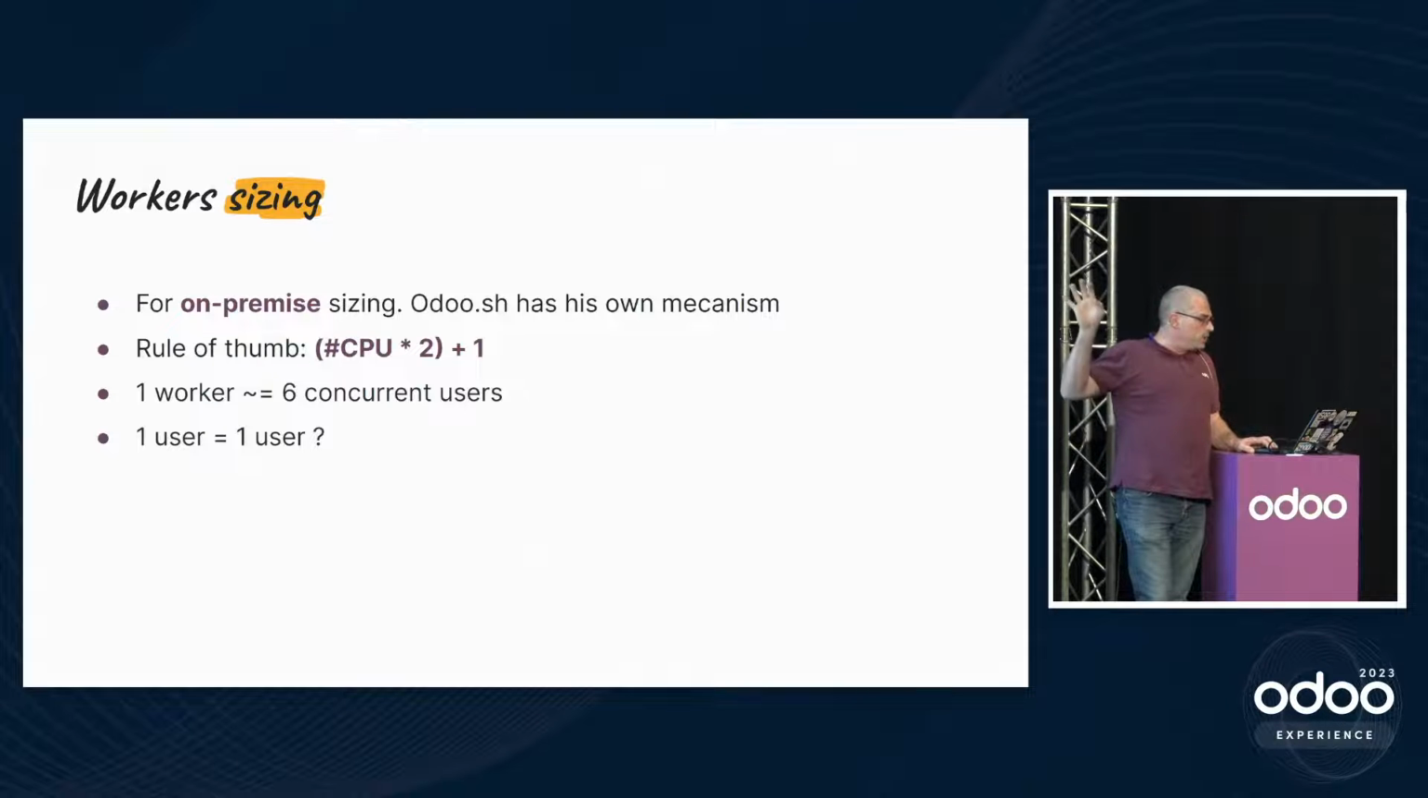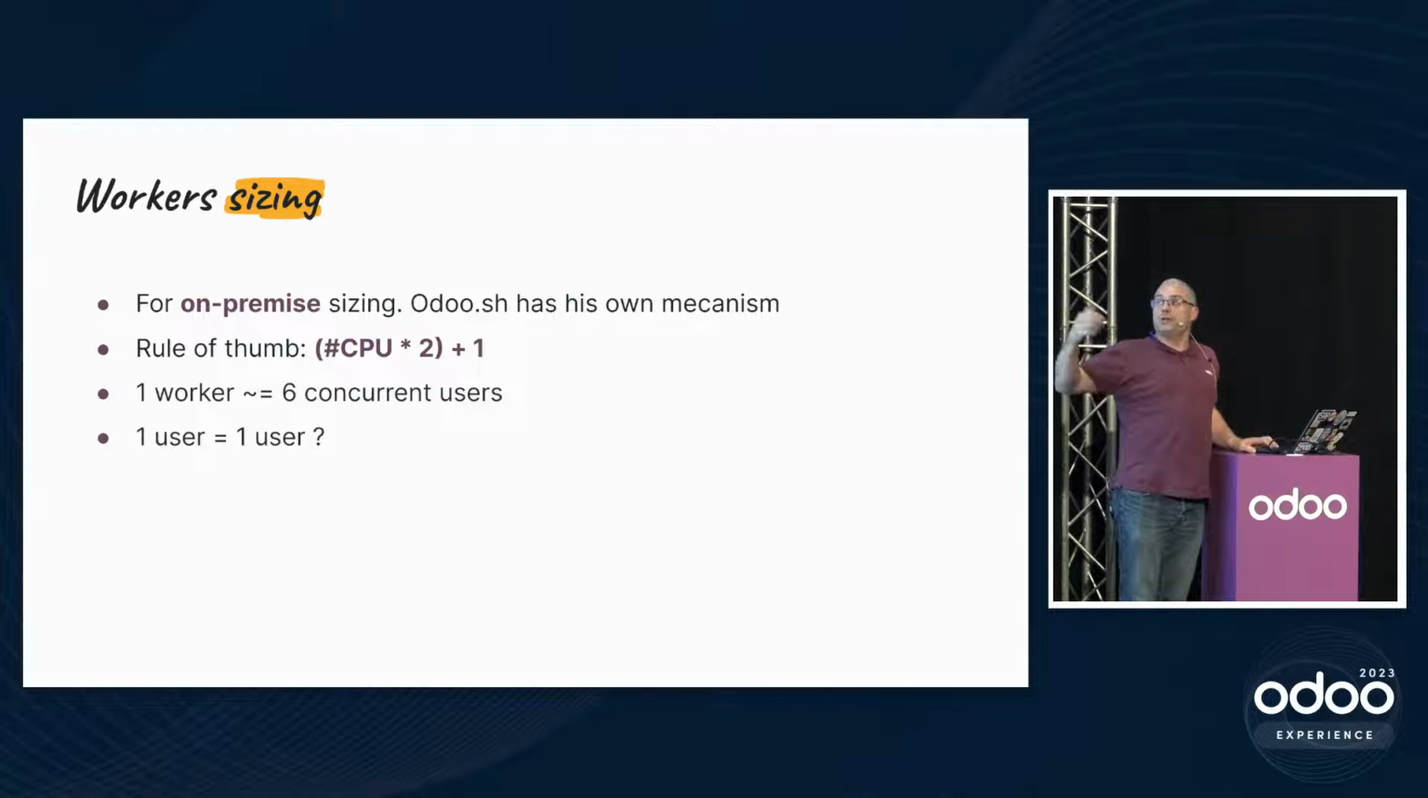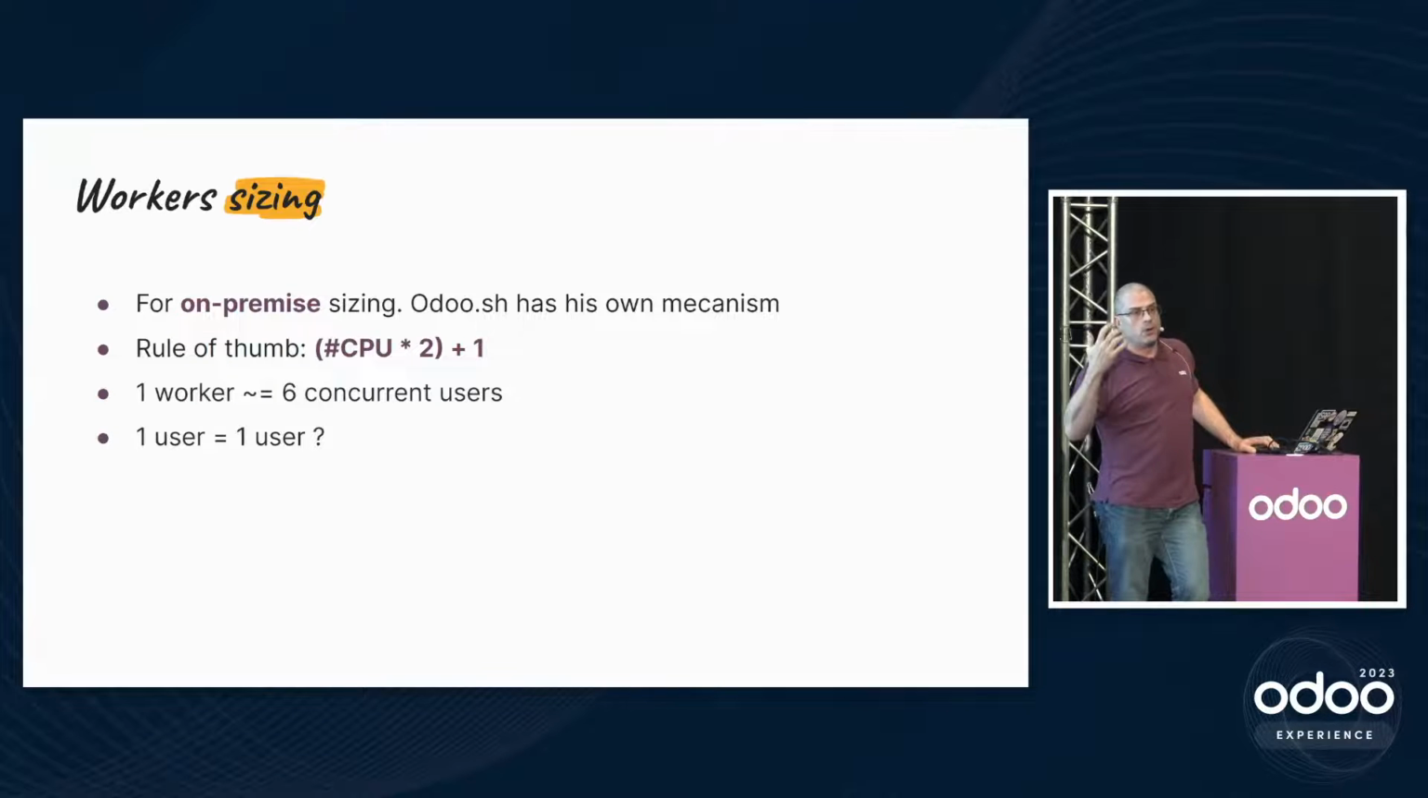The most common question we get is regarding worker sizing. How many workers should I use for a given number of users, for this kind of database? The basic rule is you can deploy on one machine a number of workers equal to the number of CPUs multiplied by 2, plus 1. That's roughly what you can have as workers on a given machine. And one worker will handle around 6 users.